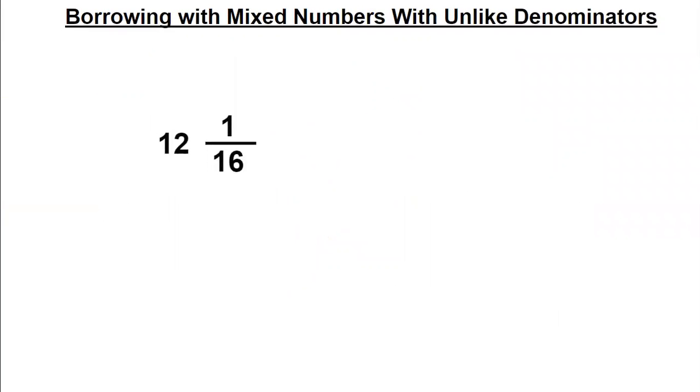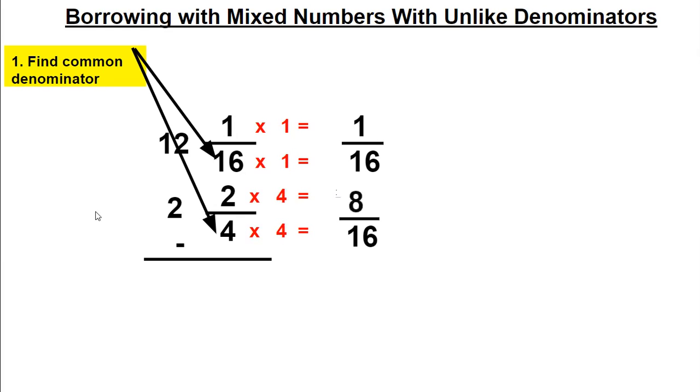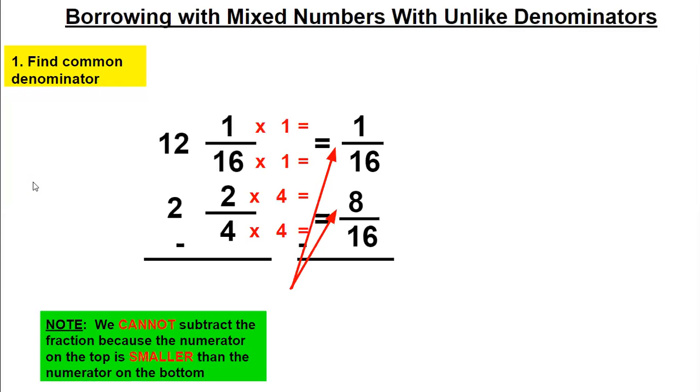12 and 1/16 minus 2 and 2/4. Find a common denominator. What's it going to be? 16, right? So if you don't know, find the least common multiple. So the top one is going to stay 1/16 because that's already in 16s. This one is going to be 4 times what gives me 16. 4 times 4. Multiply the top number by 4 as well. And that'll give me 8. And now I would normally be subtracting, but notice how the 8 is bigger than the 1. So I can't just subtract.